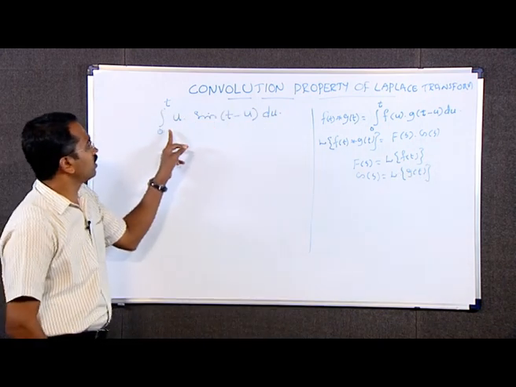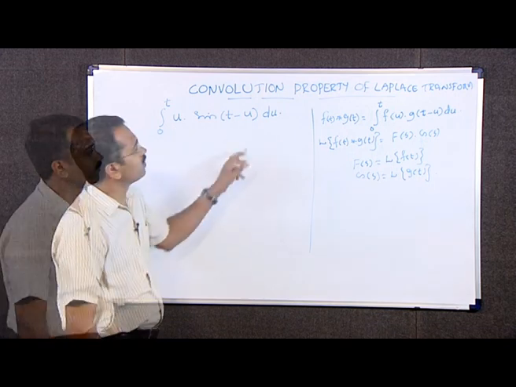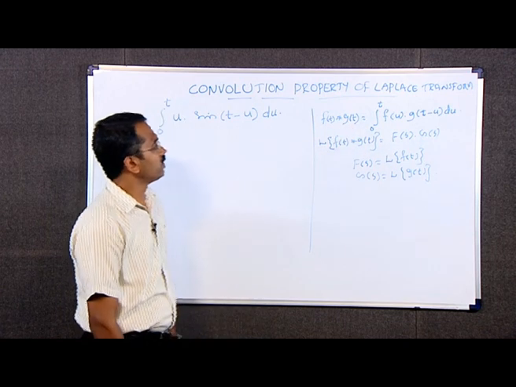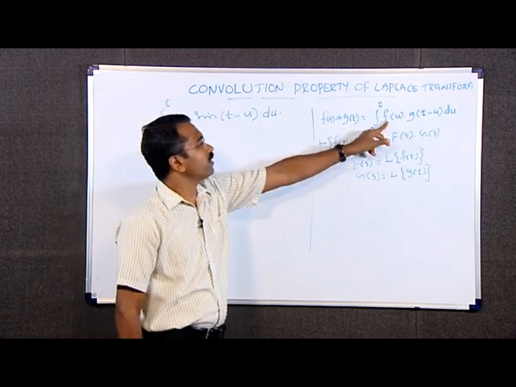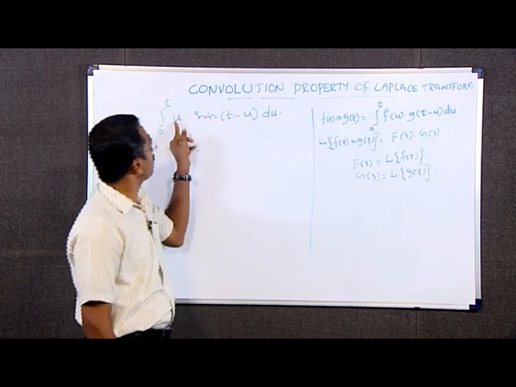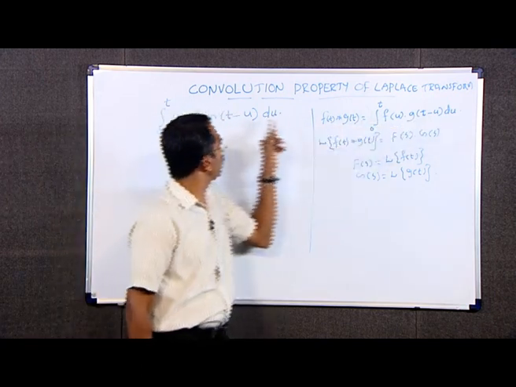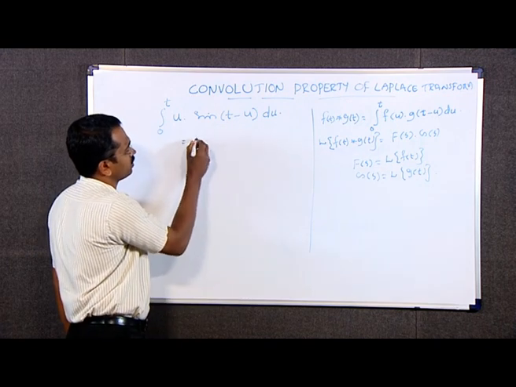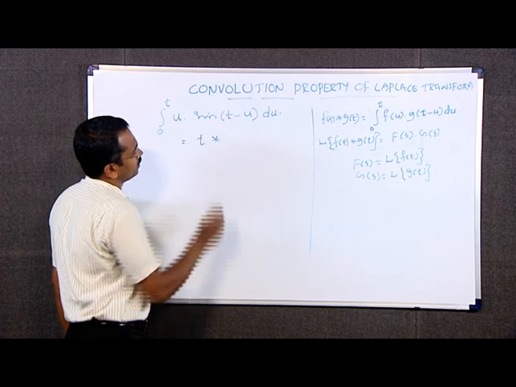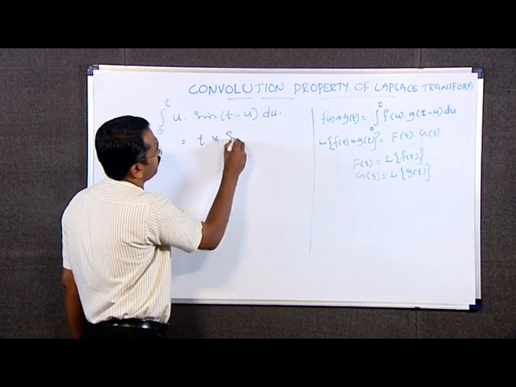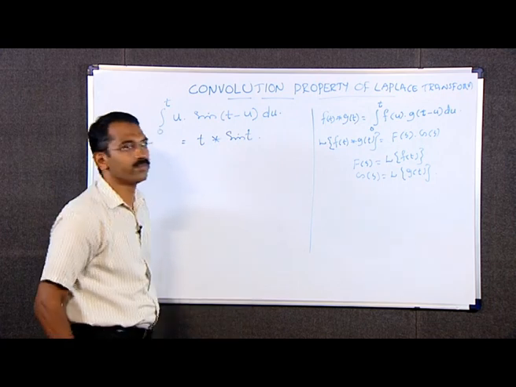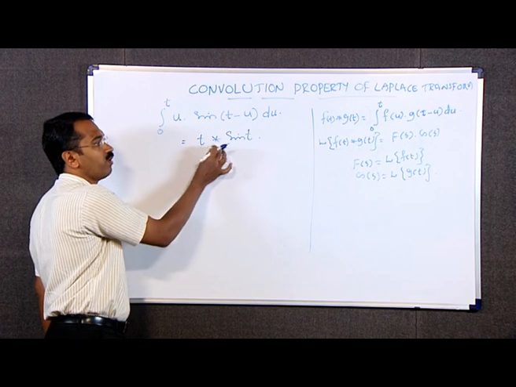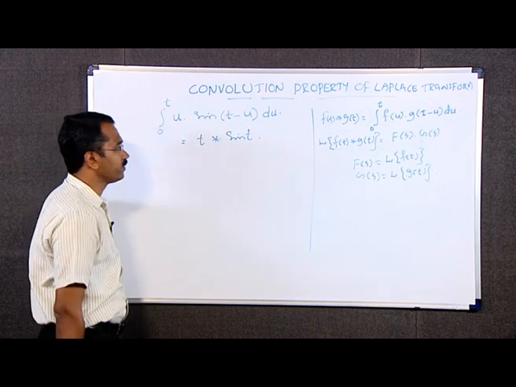Now, consider this integral. Comparing with the definition of this convolution, here instead of f of u it is u and g of t minus u it is sin of t minus u. Therefore, we can write this as t convolution sin t. That is, the given integral is the convolution of t and sin t.